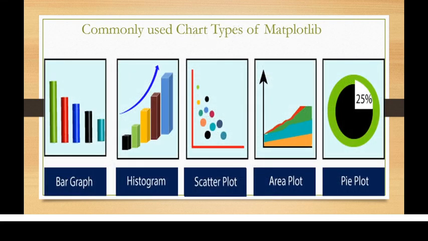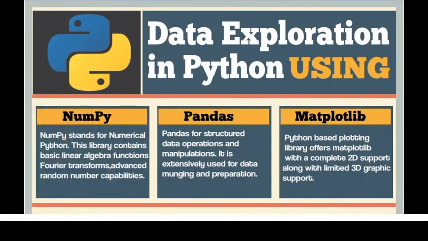Here you can see some commonly used chart types which are provided in the matplotlib library like bar graph, histogram, scatter plot, area plot, pie plot, etc. Hence we can say that data can be explored in many ways in Python by using these libraries such as NumPy, pandas, and matplotlib.